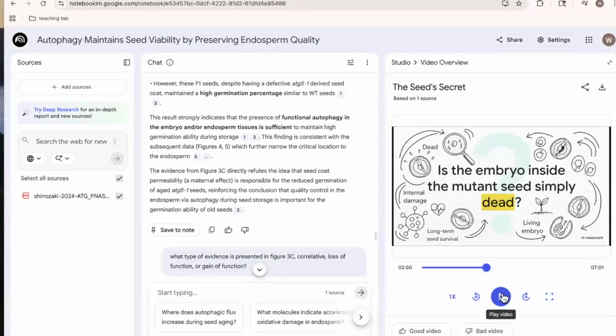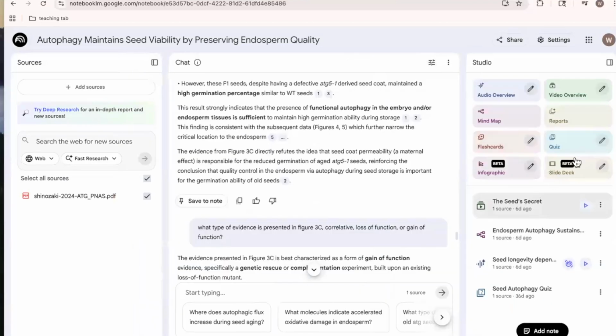All right, so this is the interactive portion, and then students can also use the quiz option.